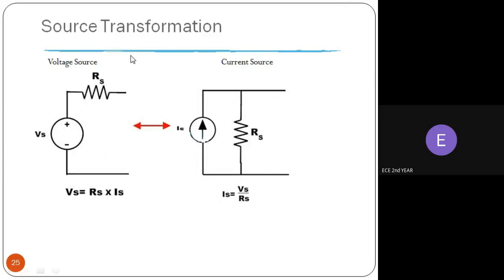A voltage source can be converted into a current source with the formula Is is equal to Vs by Rs, and the series resistance is connected in a parallel manner. The current source can be converted into a voltage source with the formula Vs is equal to Rs into Is, and the parallel resistance is connected in a series manner. So this is the thing which we need to remember when we transform the sources.